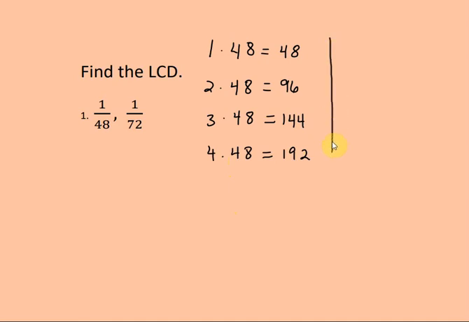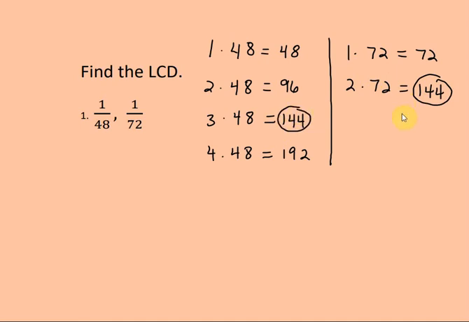Now we're going to list the multiples of 72. 1 times 72, of course, is 72. 2 times 72 is 144. Well, I can stop there because 48 also has a multiple, which is 144. So that is the smallest multiple that these two denominators have in common. So 144 would be our least common denominator.